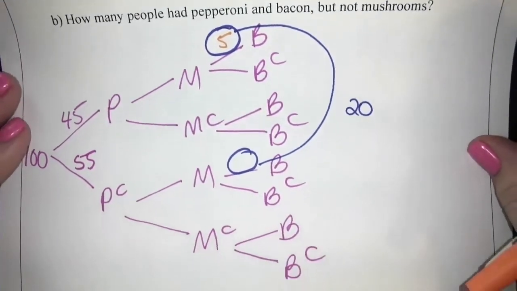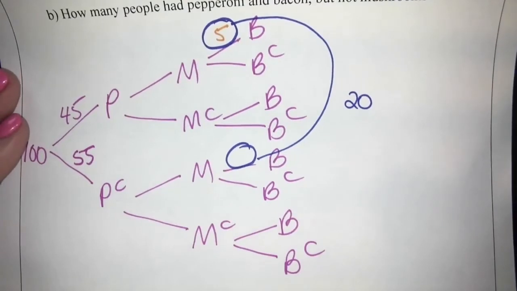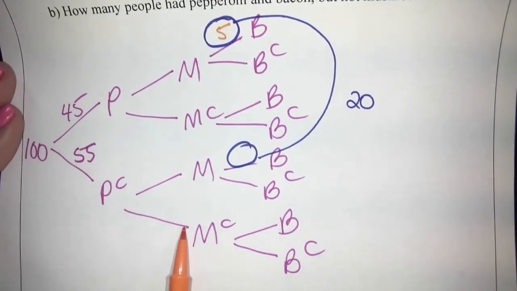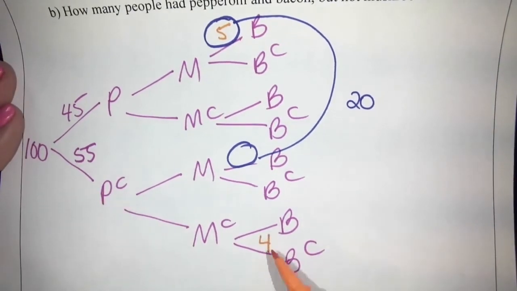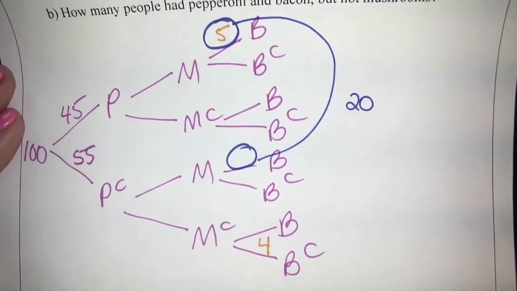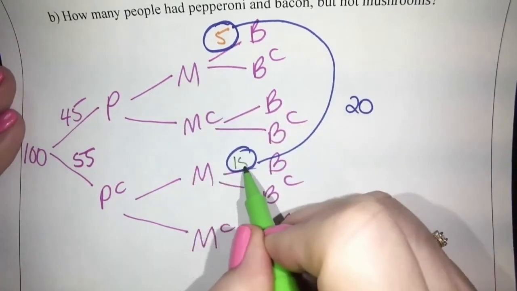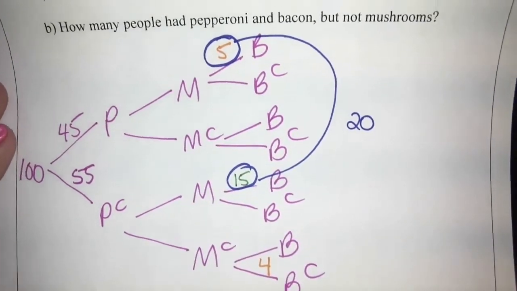Now, none of the toppings means no pepperoni and no mushroom and no bacon. So where would you put the four here? Well, no pepperoni and no mushroom and no bacon. So it would go at the far right, but at the bottom. Now, we've got this five filled in here. So from the 20, we can say this would be 15 to total the 20.